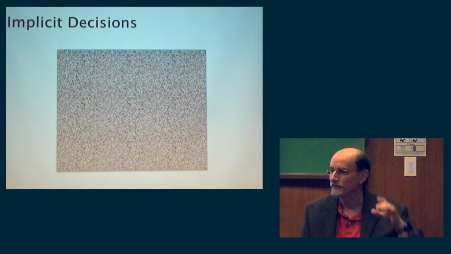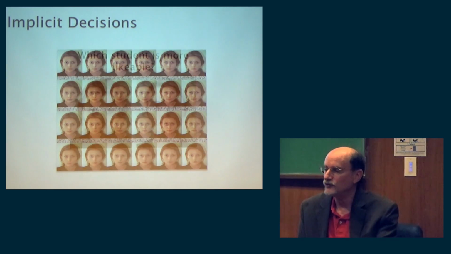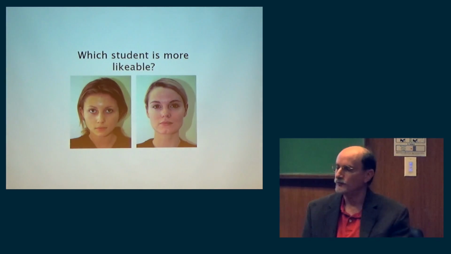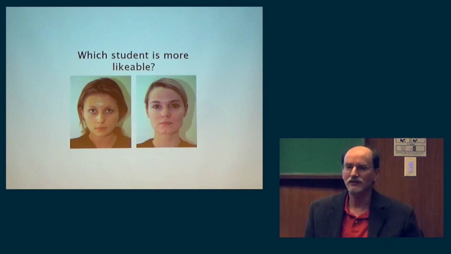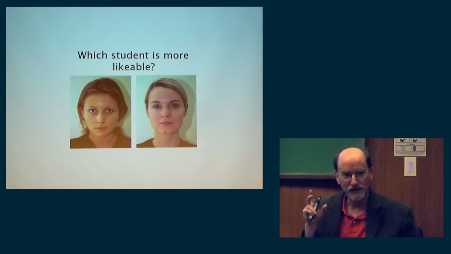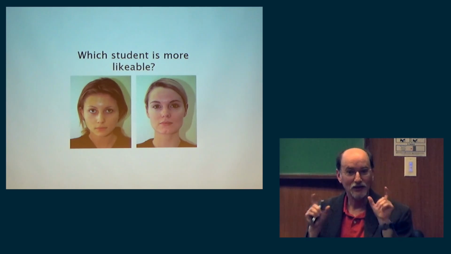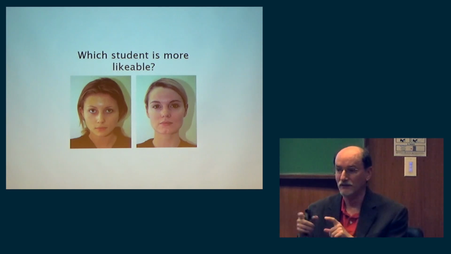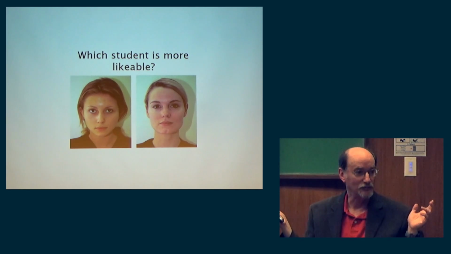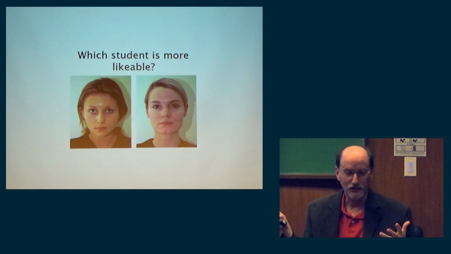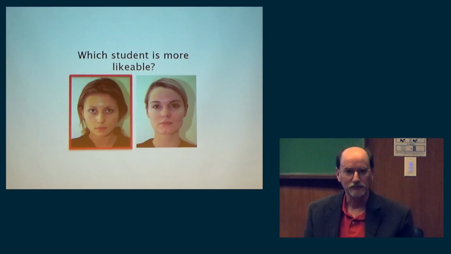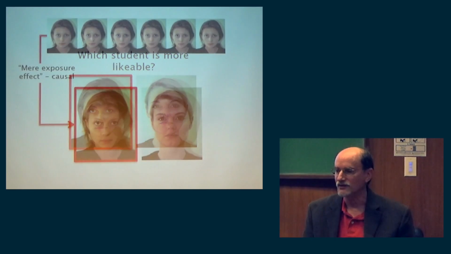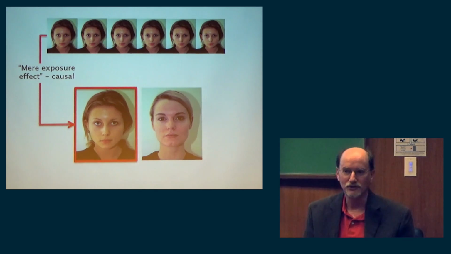You see it anyway. So now that you're primed with that face, I present you with a task. Which student is more likable? These are pairs of pictures that have been prejudged by a bunch of people to have equal likability. So you're now presented with a difficult task: which one of these is going to be more likable? Because you were primed, you're very likely to select that one. And this is a well-known effect in social psychology called the mere exposure effect.